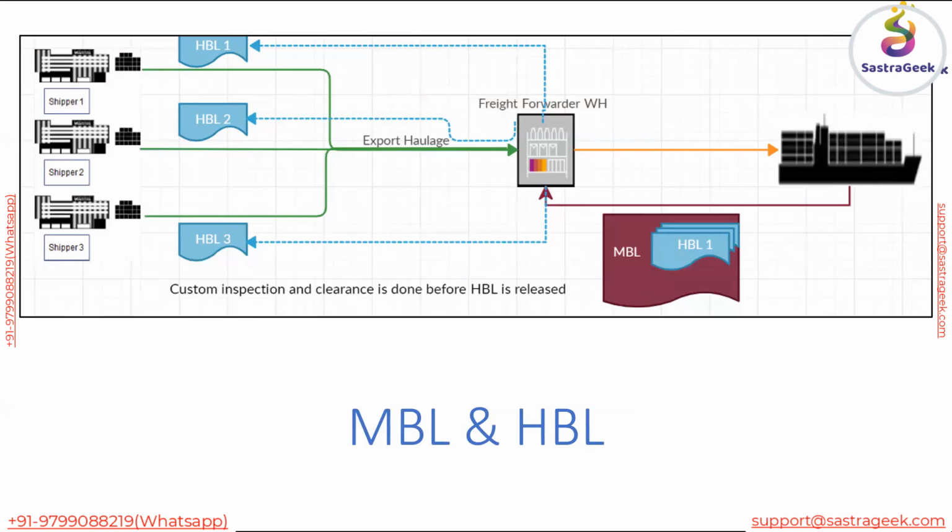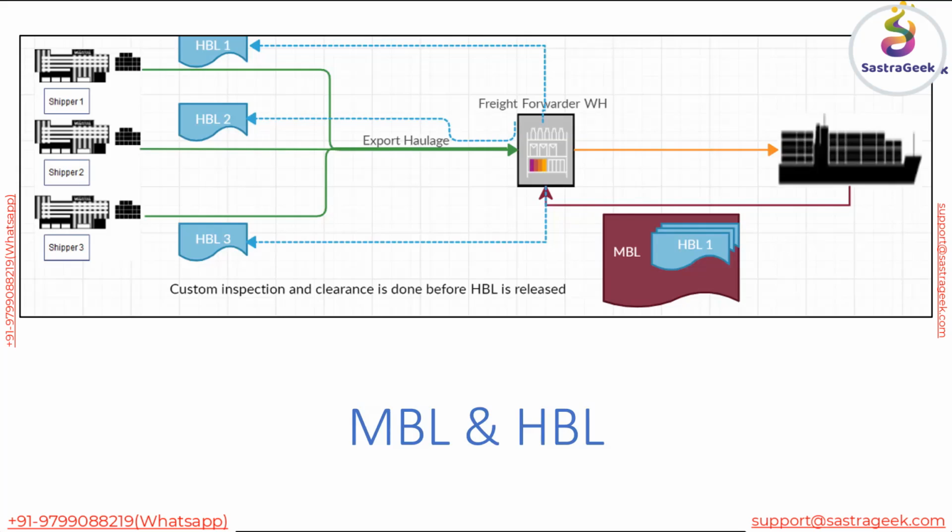Whenever a shipper is exporting, the freight forwarder issues an HBL to its shippers. The MBL, which contains the list of HBLs in it, is issued by the carrier to the freight forwarder. So I hope this picture makes it clearer to you guys.